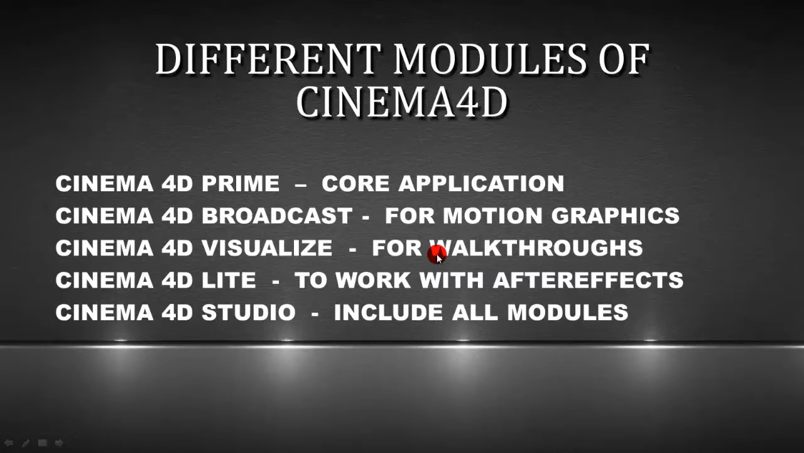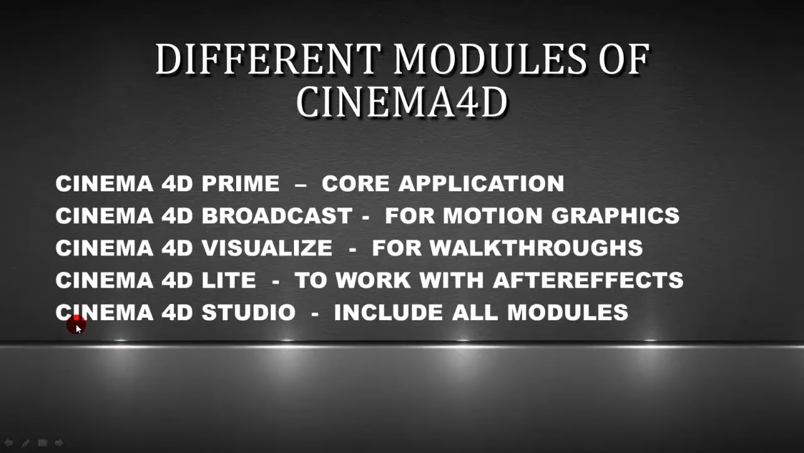The next one is Cinema 4D Visualize. It's normally for the architecture part. Those who don't have to work with motion graphics can work with this. Those who do architecture work can use Visualize to create their 3D walkthroughs and 3D sceneries. There's another application called Cinema 4D Lite. It works as a plugin with Adobe After Effects. From After Effects, we can directly start Cinema 4D Lite. We can create any 3D object in Cinema 4D Lite, then export it back to After Effects and work with that object there.